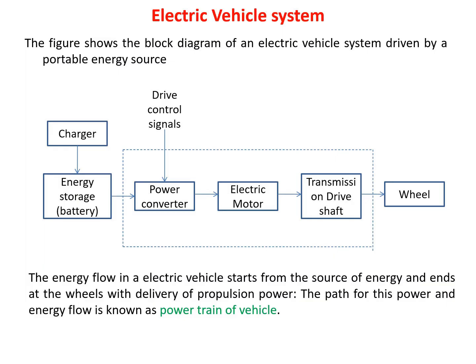In the next lecture, I will be explaining the electric vehicle system. It contains the general block diagram of the electric vehicle system, how it is driven by a portable energy source, and the flow of energy from the battery to the wheel, which leads to the movement of the vehicle. We will see these in the next video.